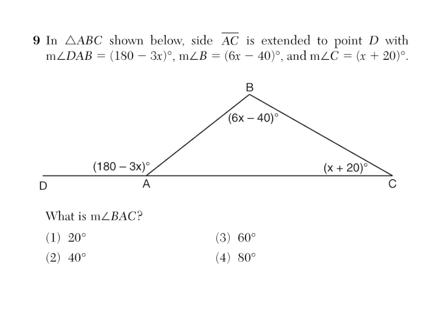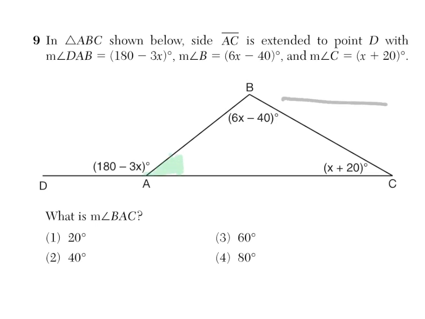Question number 9. In triangle ABC shown below, we've got side AC extended to point D with angle DAB equal to 180 minus 3x. We've got angle B equals 6x minus 40. And we've got angle C equals x plus 20. What is angle BAC? Our objective is to figure out what the angle measure is of this angle right here. How do we do that?